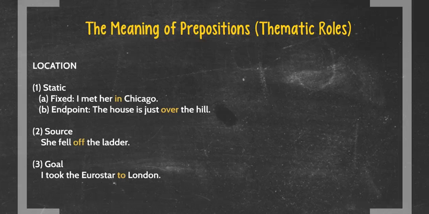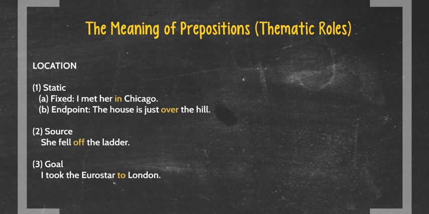The house is just over the hill, meaning in terms of where I am now, I just have to go over the hill to reach my endpoint, which is the house. So static, even though neither the house nor the hill are going to change position, in this case, one represents the endpoint of the other. She fell off the ladder. From where did she fall? Well, off the ladder. It's the source of the location. I took the Eurostar to London. It's the goal in this case.